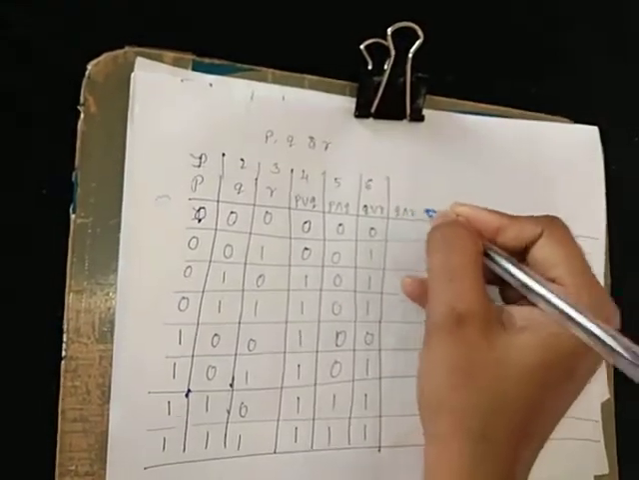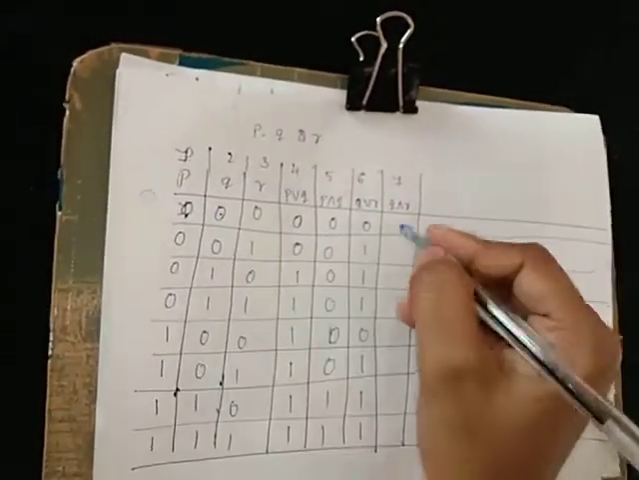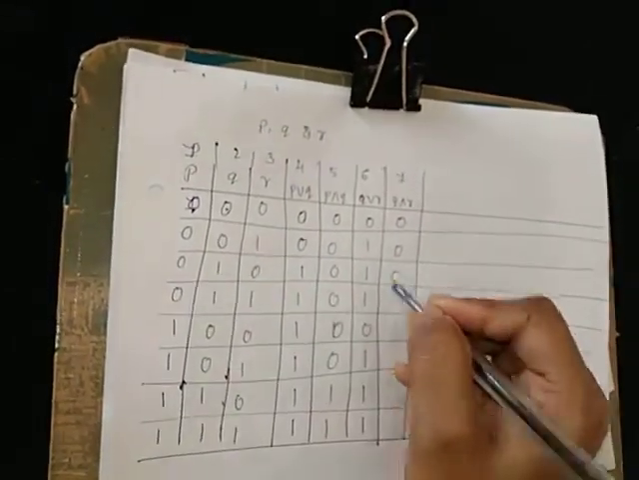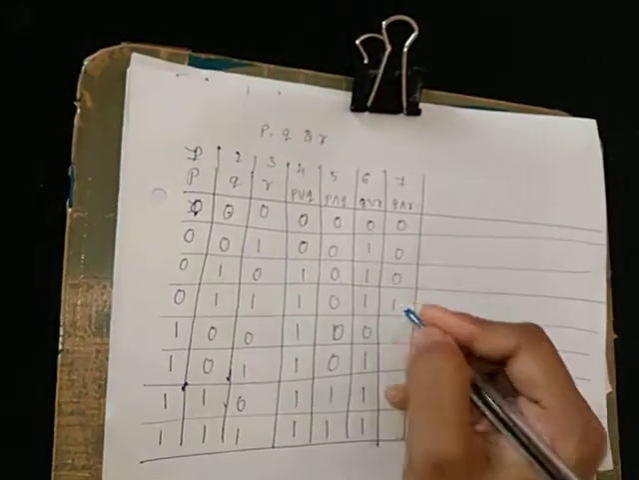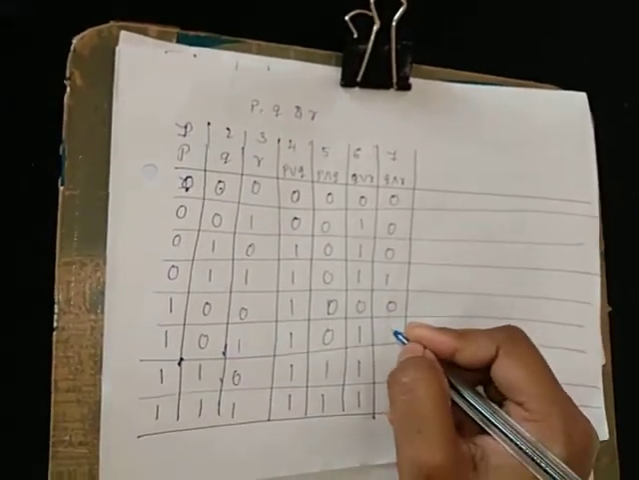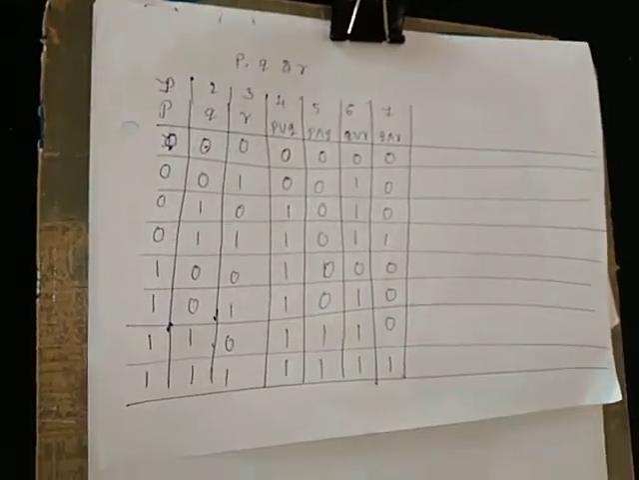Next construct Q and R. 0 and 0 is 0, 0 and 1 is 0, 1 and 0 is 0, 1 and 1 is 1, 0 and 0 is 0, 0 and 1 is 0, 1 and 0 is 0, 1 and 1 is 1.